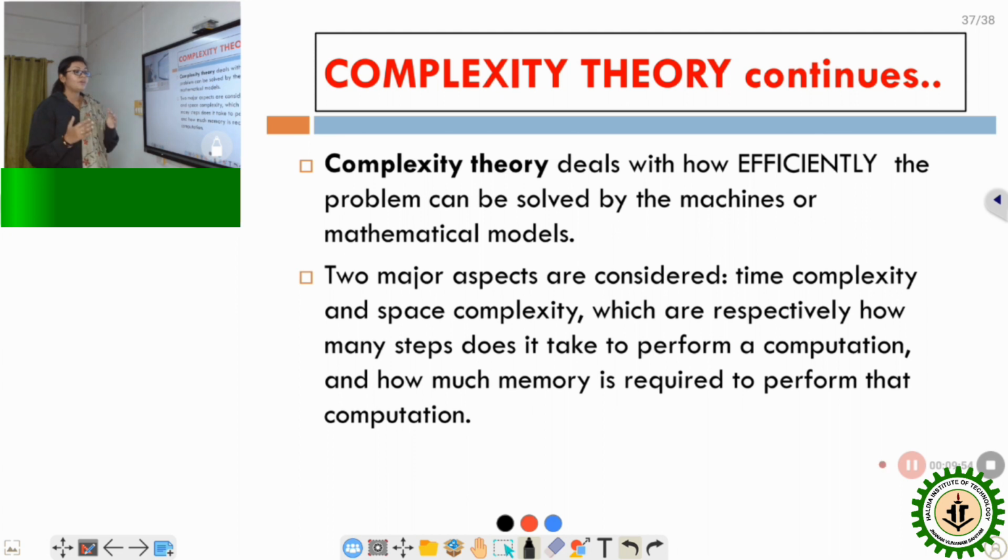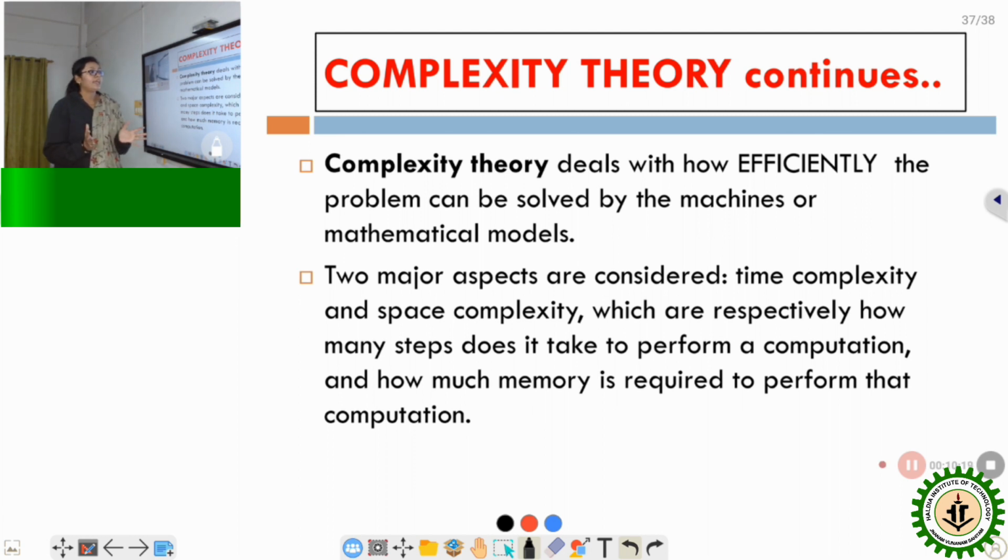Now, space complexity deals with the memory. Where to save the computational problem or where to save the algorithm. It's all about memory. So space complexity is dealt with by the memory. So how much memory is required to perform the particular computation is known as space complexity.